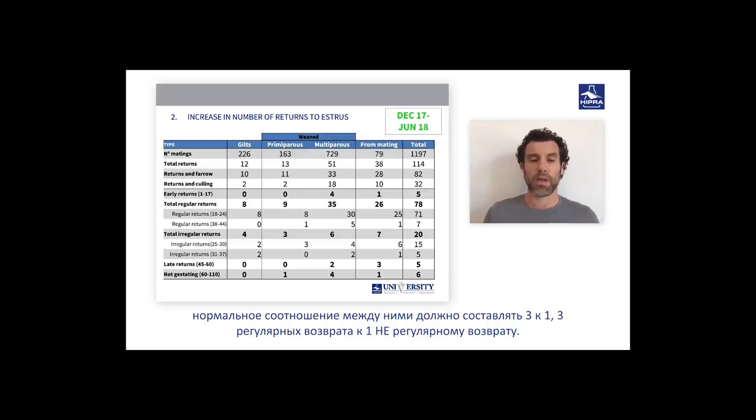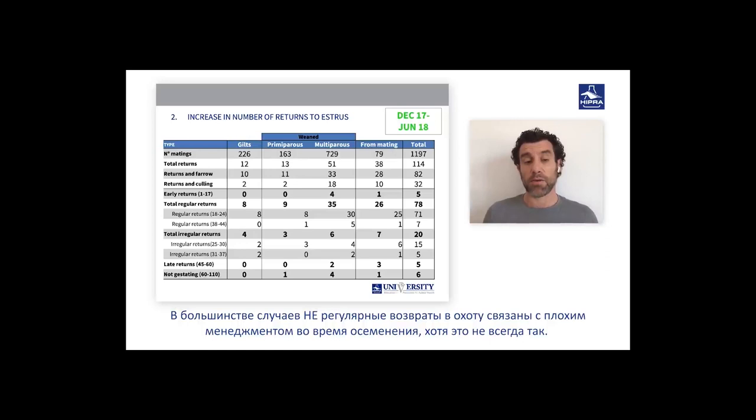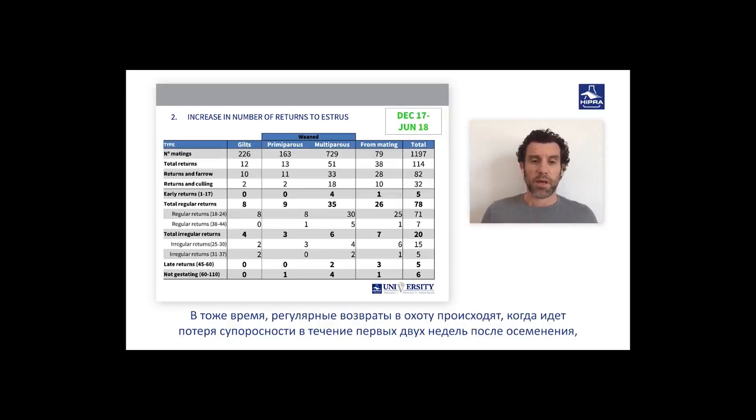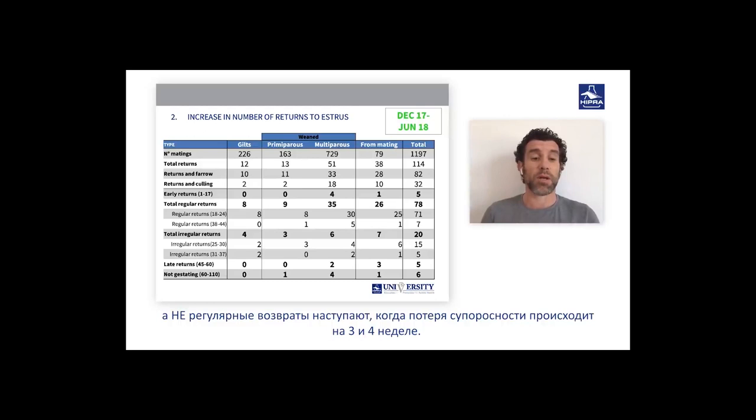In most of the cases we think that the irregular returns are related to pitfalls in the inseminations, but that does not always happen. At the end of the day, regular returns are when you lose the gestation during the first 2 weeks of gestation. And irregular returns come when you lose the gestation in the second 2 weeks of gestation, so week 3 and week 4.